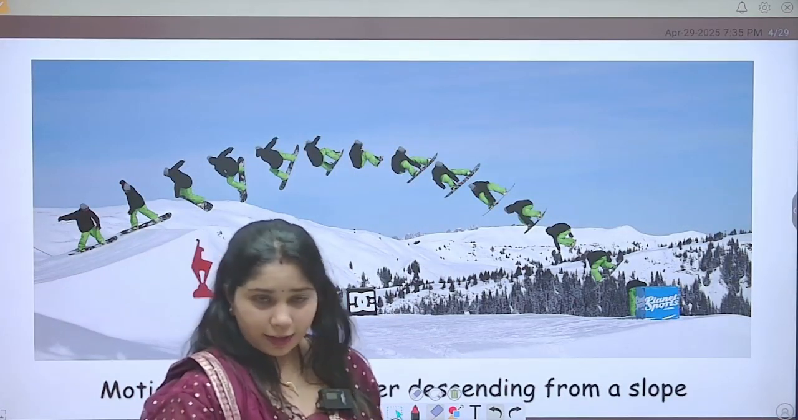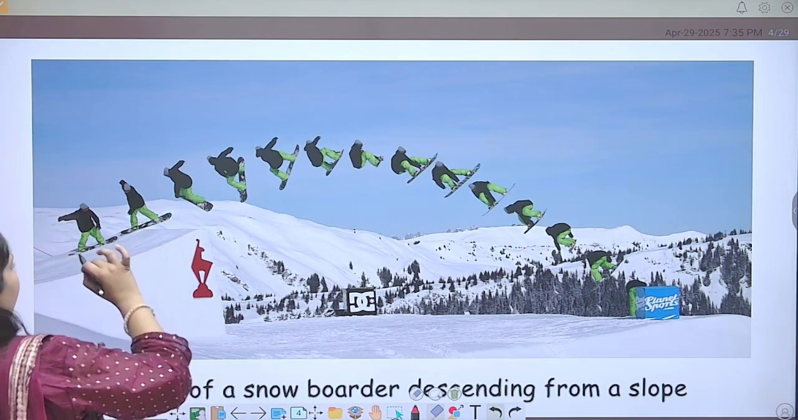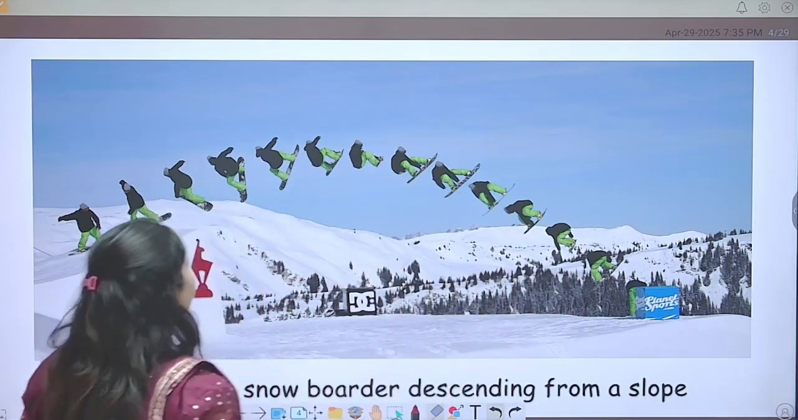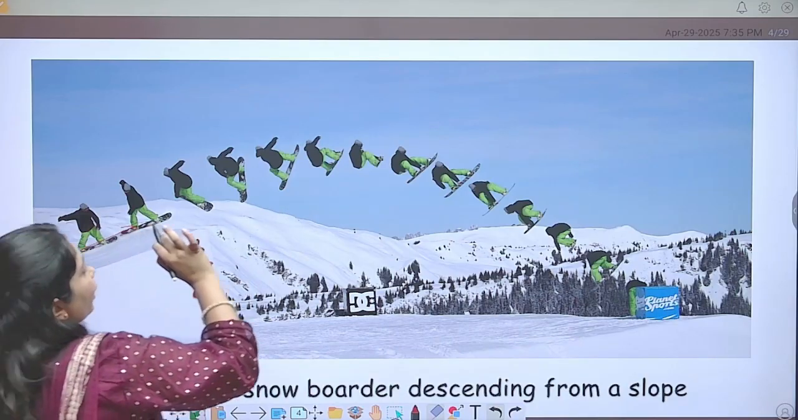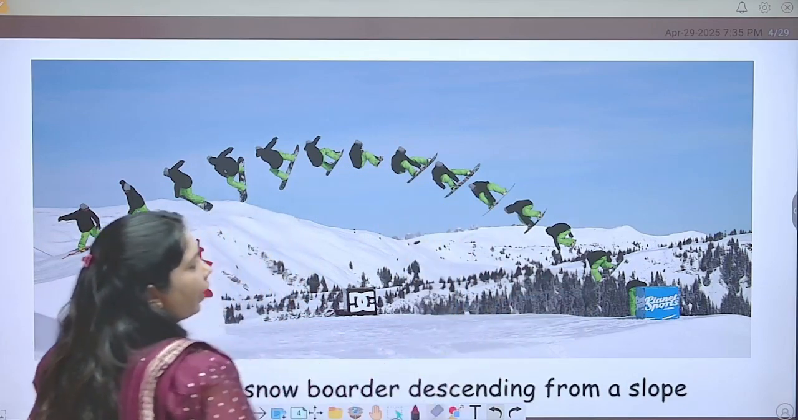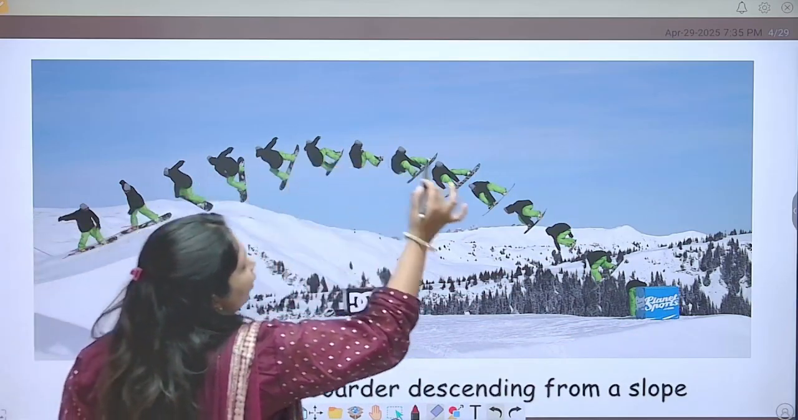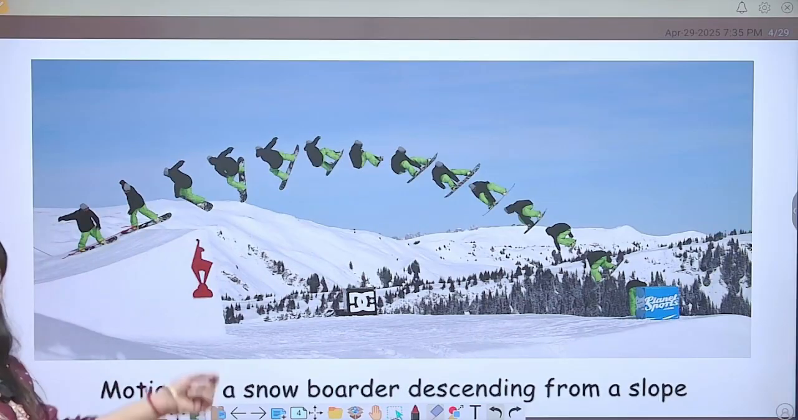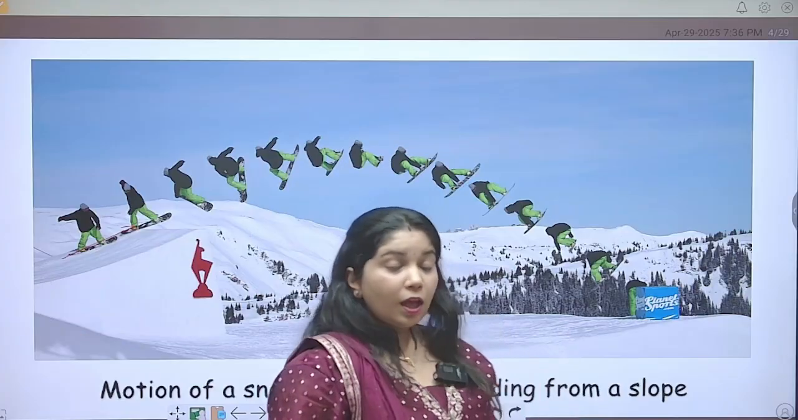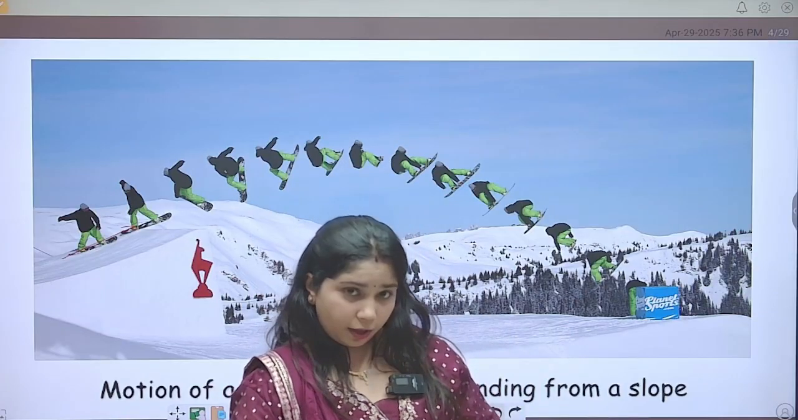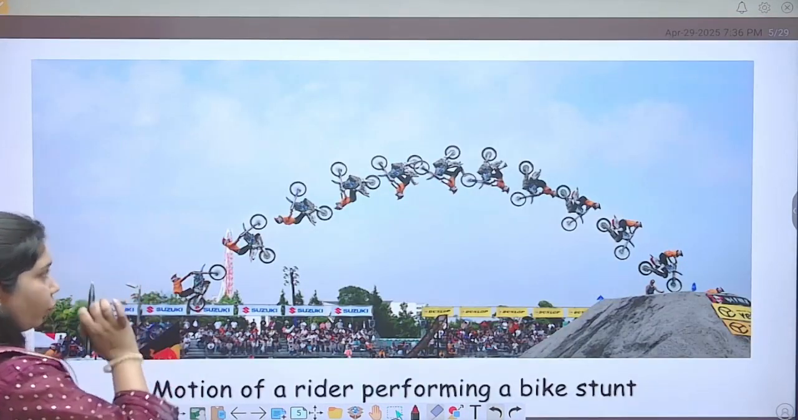Let's take some familiar examples. Motion of a snowboarder descending from a slope. You can see here that the man, having some initial velocity, takes a parabolic path and comes back to the ground again. This is an example of a parabolic path, and the motion that takes a parabolic path is called projectile motion. How does this parabolic path come about? Let's see one more familiar example.